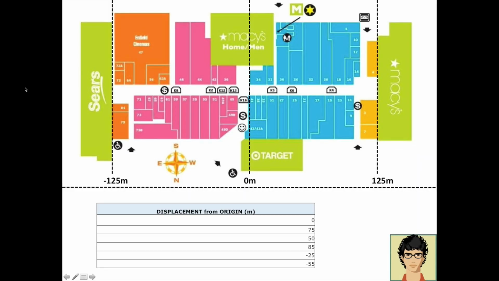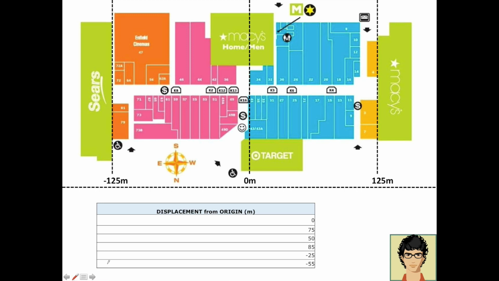I brought you back to the map of the Enfield Square Mall, and this time I've posted our data from before, where we now can see our displacement from the origin. What I'd like to do is actually map out those positions so we can see them on the map and our locations relative to the origin and also to Sears and Macy's.